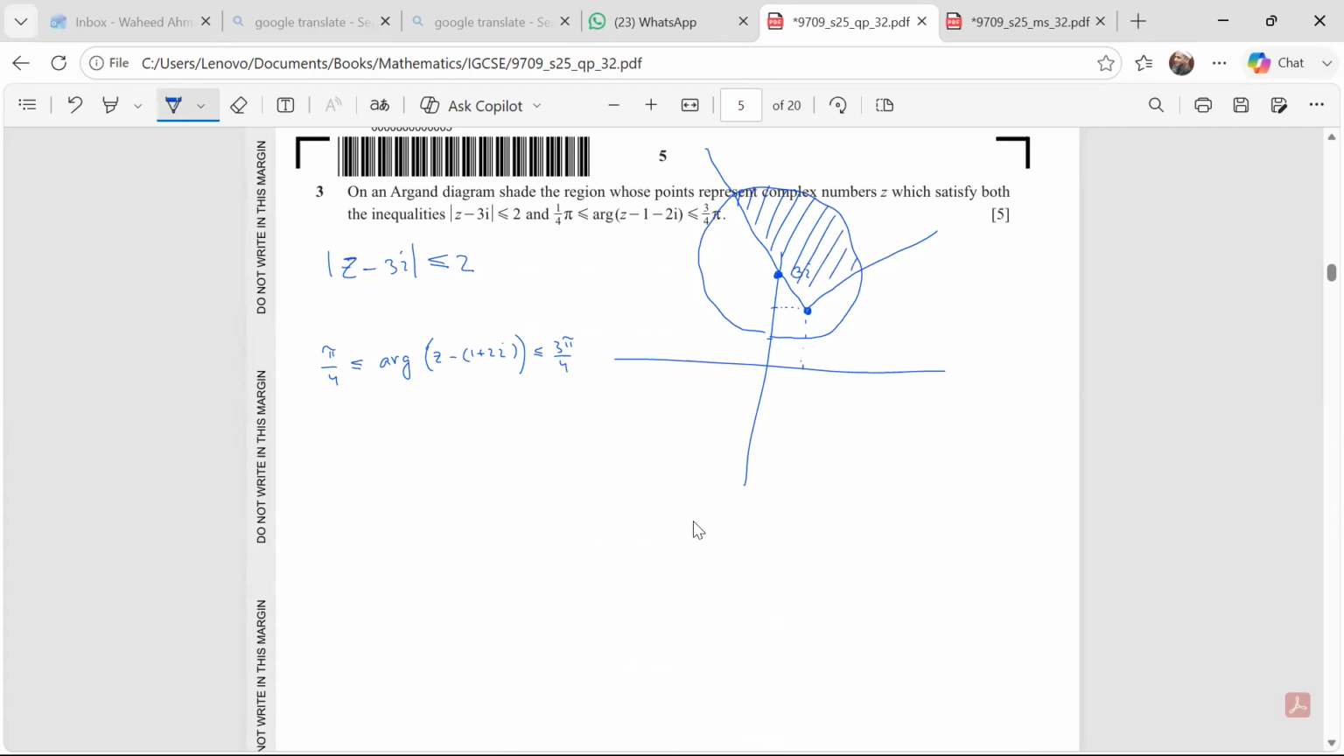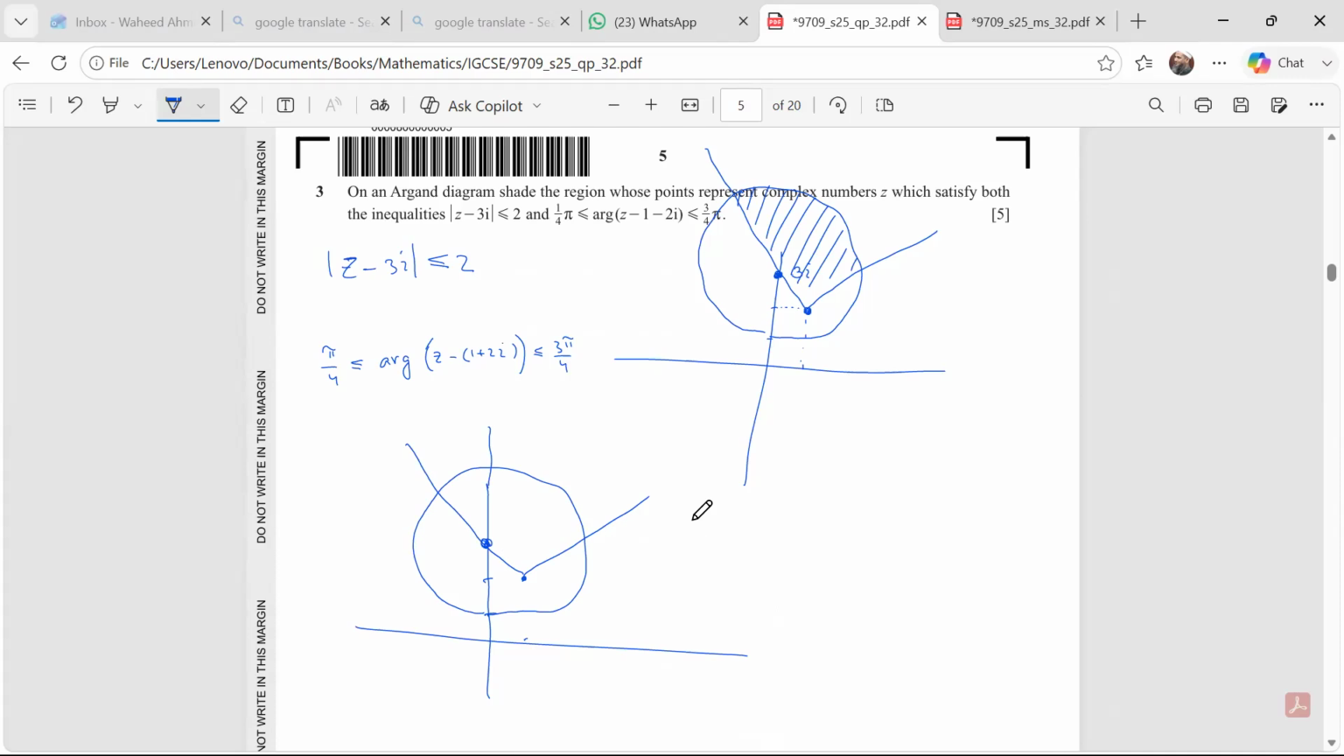Okay, I hope it's clear. Let me sketch it again if it is more clear. I have these points 1, 2, 3. This is one point. And then 1 and 2, this is another point. So from here, I go 45 degrees here and 45 degrees here. Okay. And from this point, I will make a circle of radius 2. So that is the circle of radius 2.